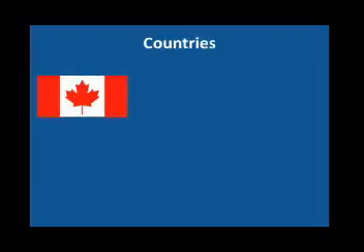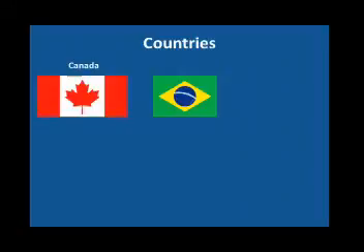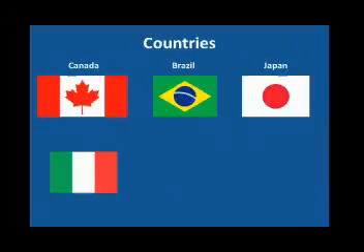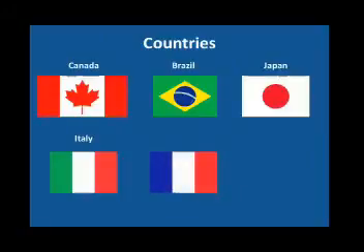So first, we have Canada. The first country we have here is Canada, represented by a red flag with a maple leaf. Next, we have Brazil, a country from South America. Next, we have Japan. Next, we have a country from Europe, and this country is Italy. Next, we have France. This is another country in Europe.